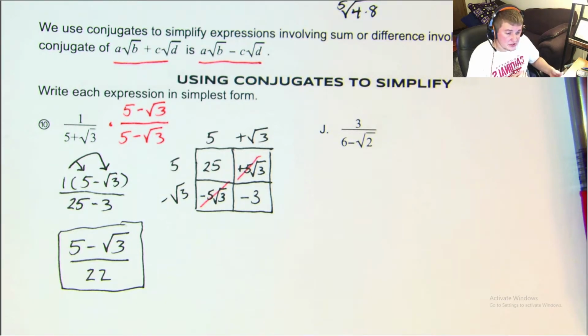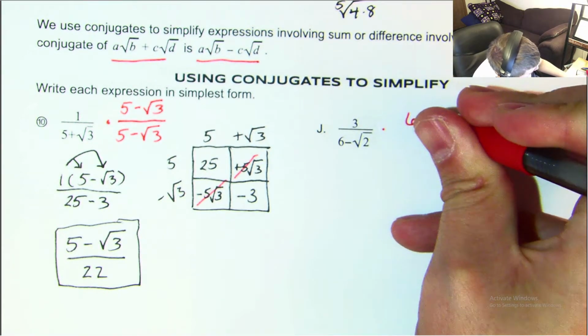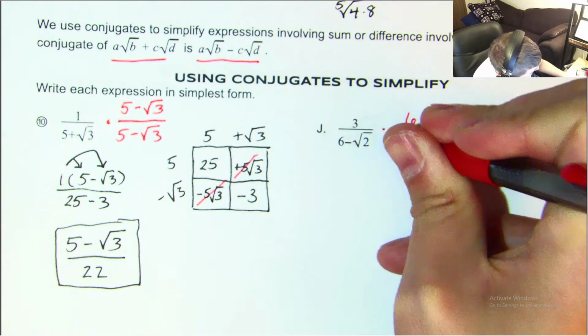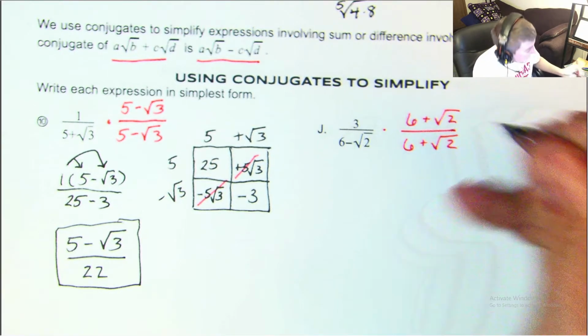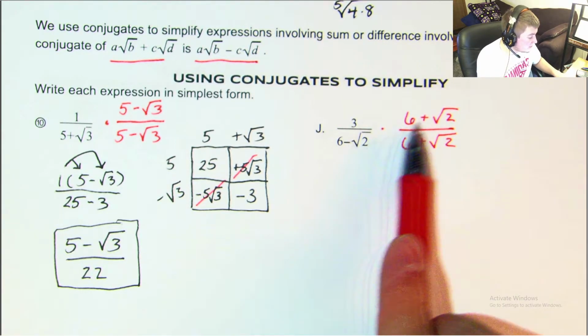Okay, the critical part of this is understanding what the conjugate of 6 minus the square root of 2 is, and that's 6 plus the square root of 2. So I can multiply the top and the bottom by 6 plus the square root of 2. And it has to be 6 plus the square root of 2 because that is the conjugate of 6 minus the square root of 2.